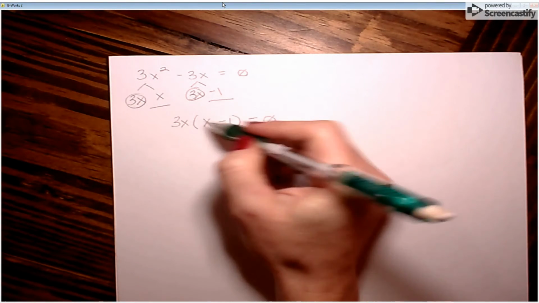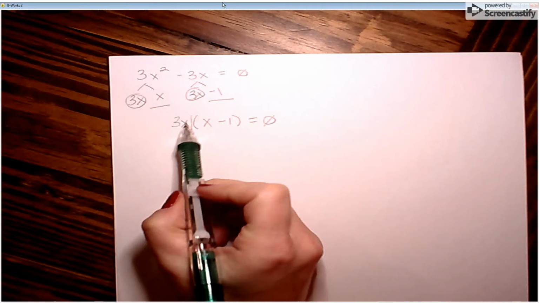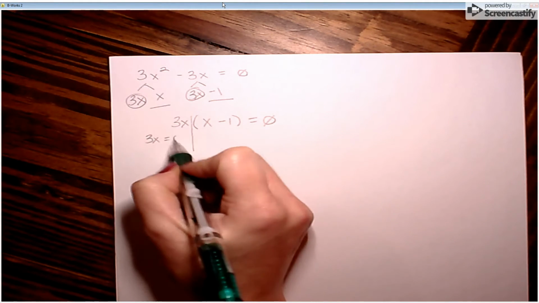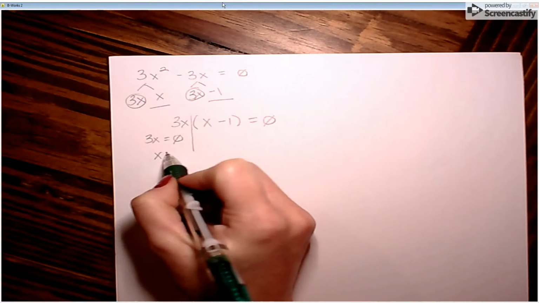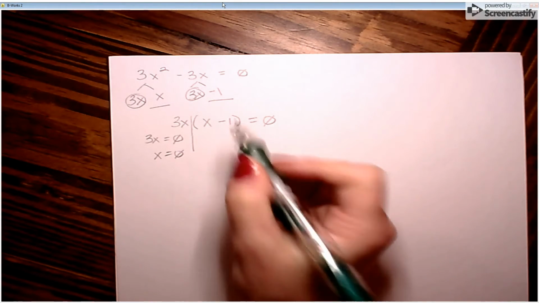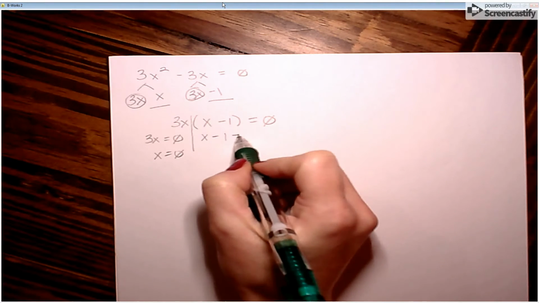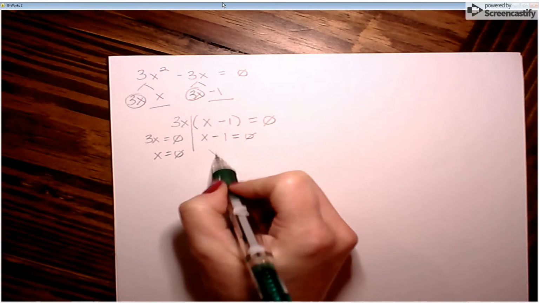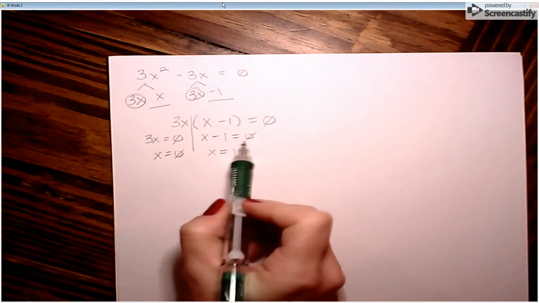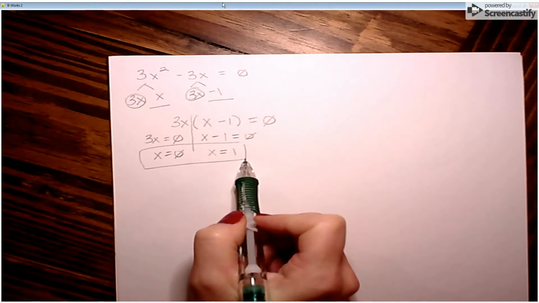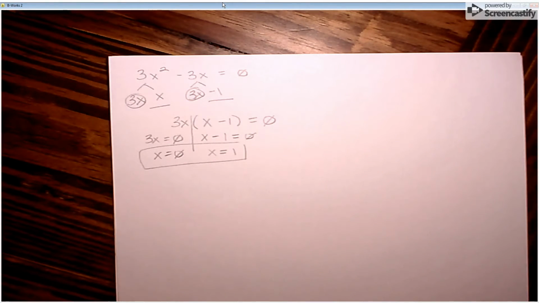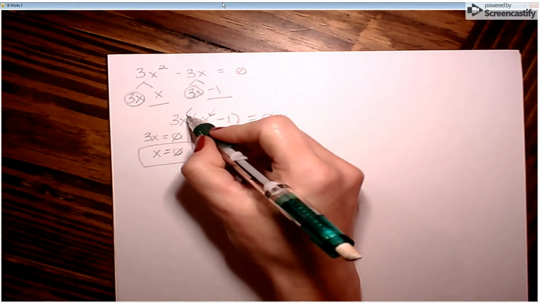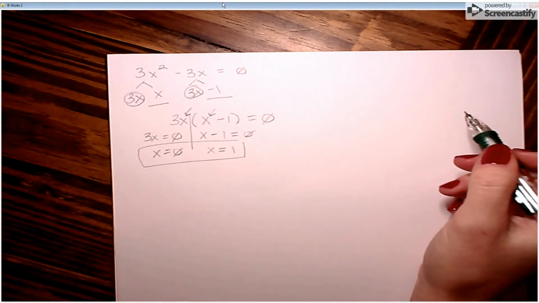And now my goal is to determine, since both of these two factors involve x, what would make 3x equal to 0? Well, that's if x is equal to 0. That's the only opportunity we have. Or what would make x minus 1 equal to 0? My only way for that to happen is if x is equal to 1. So that would be my answer there. The reason I couldn't go any farther from this step is if you look here, both of these x terms have an exponent of 1.